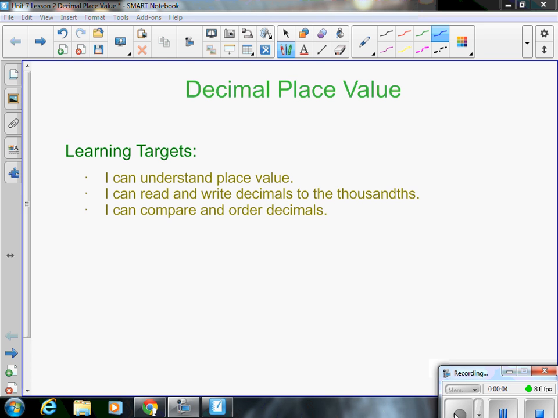This is our lesson on decimal place value. Our learning targets are: I can understand place value, I can read and write decimals to the thousands, and I can compare and order decimals.